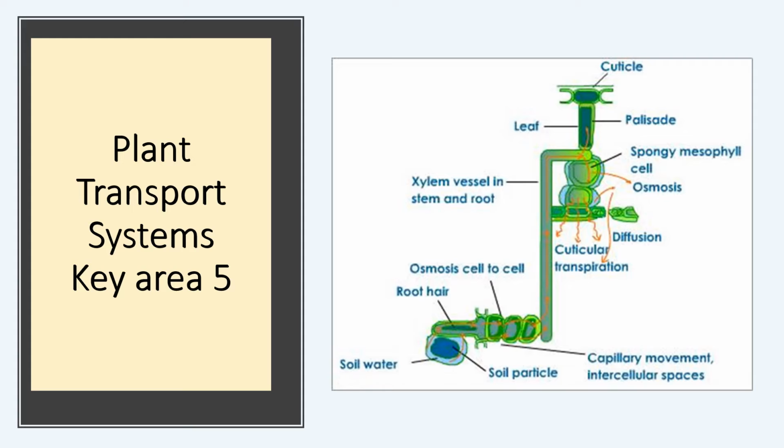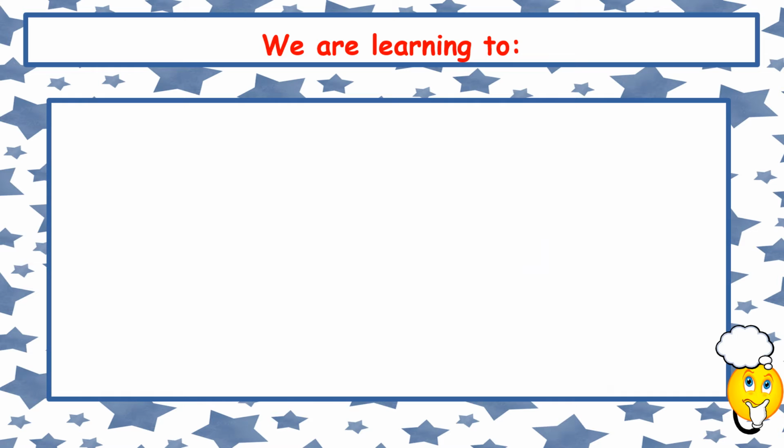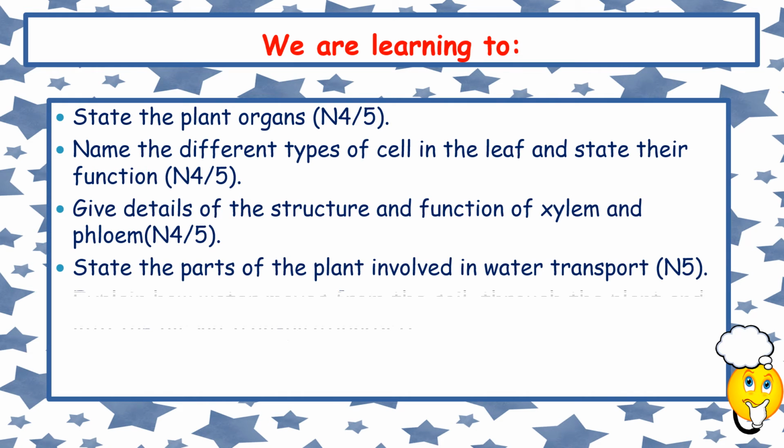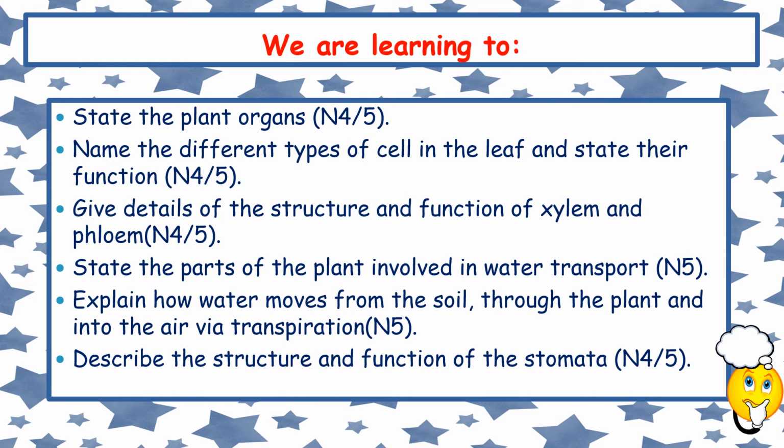5-point plant transport systems. Our learning intention today is to state the plant's organs, name the different types of cells in the leaf and state their function, give details of the structure and function of the xylem and phloem, state the parts of the plant involved in water transport, explain how water moves from the soil through the plant and into the air via transpiration, and describe the structure and function of the stomata.